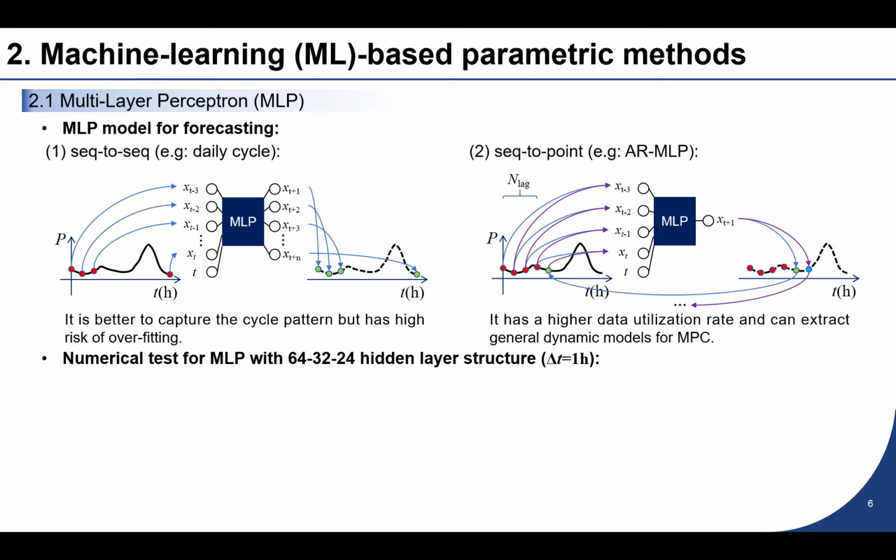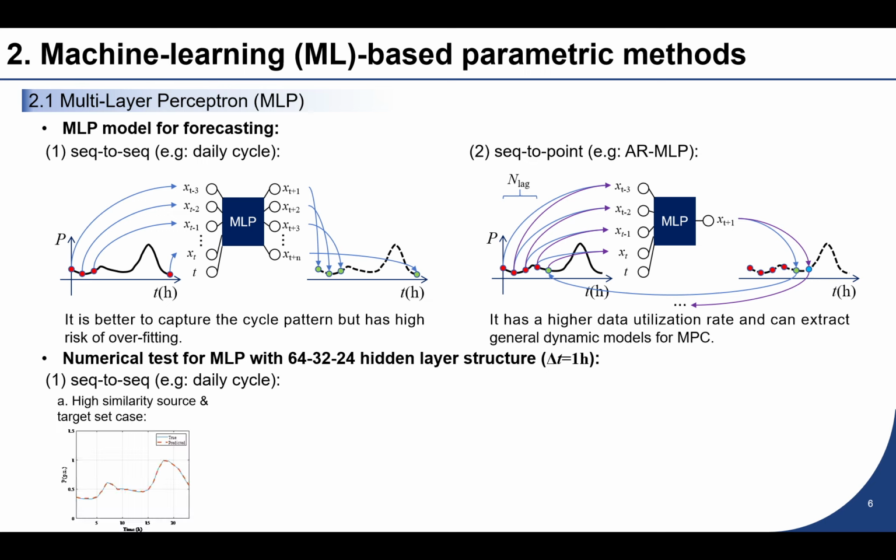Here, we conducted numerical tests with a hidden layer configuration of 64, 32, 24. Here is the sequence-to-sequence performance. For a high similarity case, the forecasting result is pretty good. For the low similarity case, the model still captures the general shape, but the deviations increase.